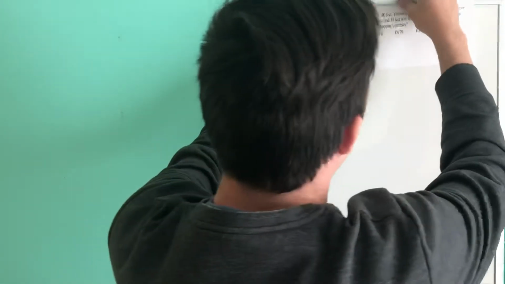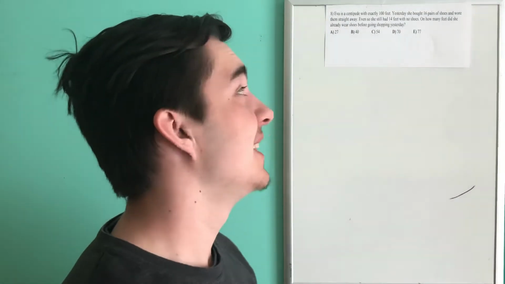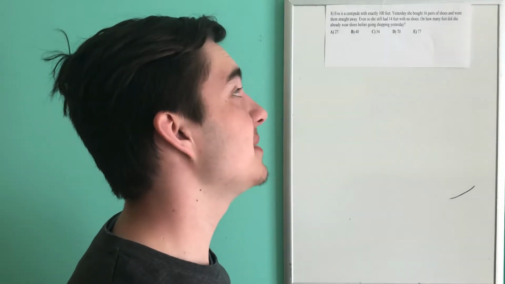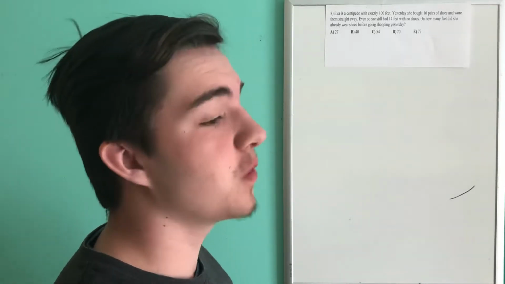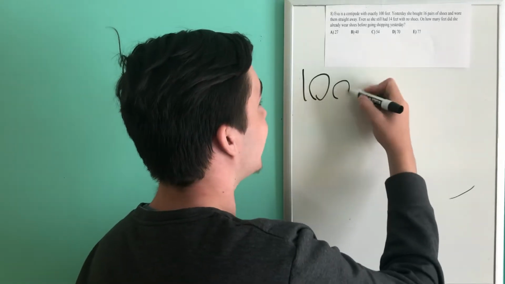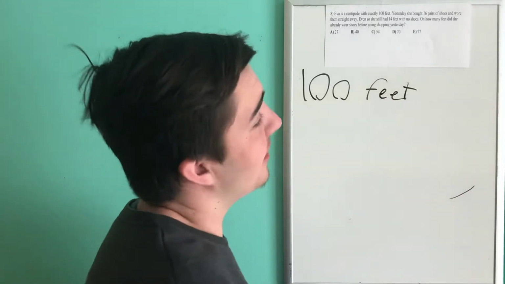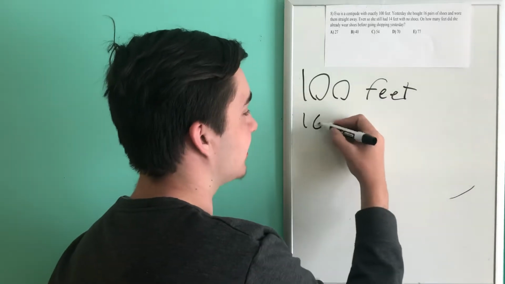Question number 2. Eva is a centipede with exactly 100 feet. That's a lot of feet. Yesterday she bought 16 pairs of shoes and wore them straight away. Oh my gosh, that's crazy. How much do you think 16 pairs of shoes would cost? That's a lot of money. All right, and then she buys 16 pairs.